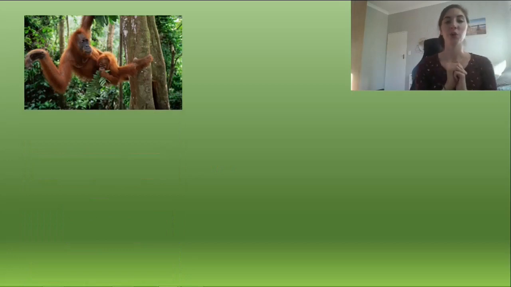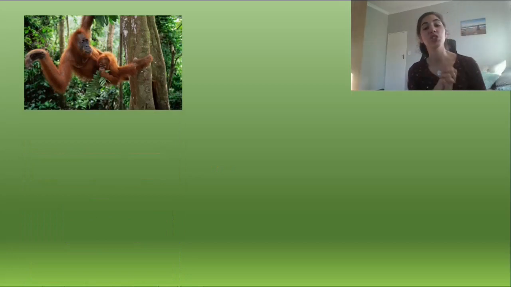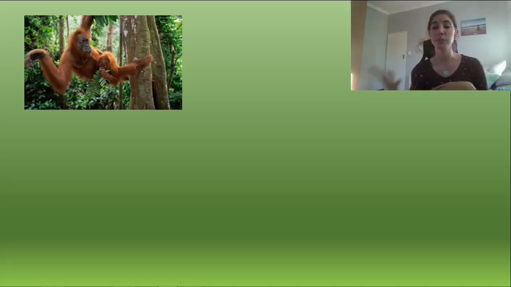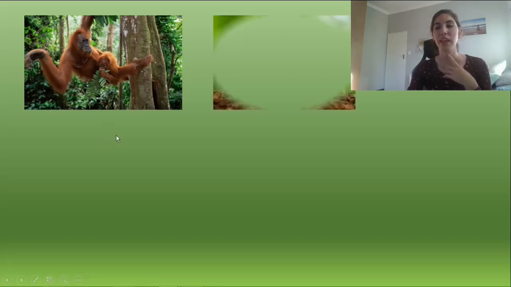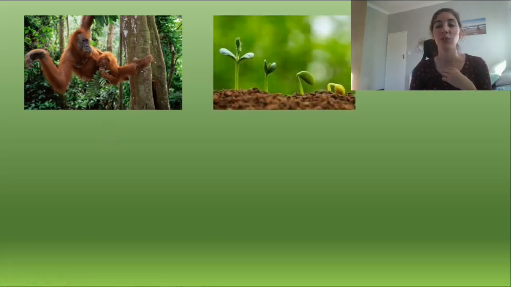Okay, so why is biodiversity so important? All right, it's important because, like I said, they provide for one another. The animals provide for the plants, and the plants provide for the animals. Okay, so you see these two monkeys, the baby and her mommy, they're living in the trees. So the forests provide homes for the monkeys, and also provide food, because what is eating? Plants. Okay, we've got this picture here of a growing plant.